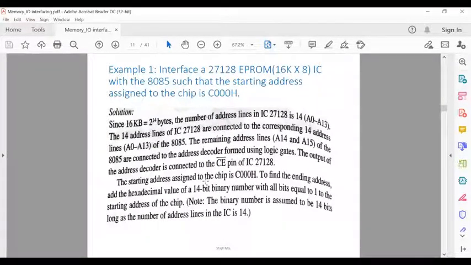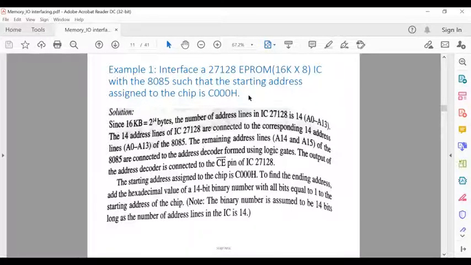Now you must clear this concept. If this problem is solved, then you must clear this concept. So write it down, or listen carefully about this problem.